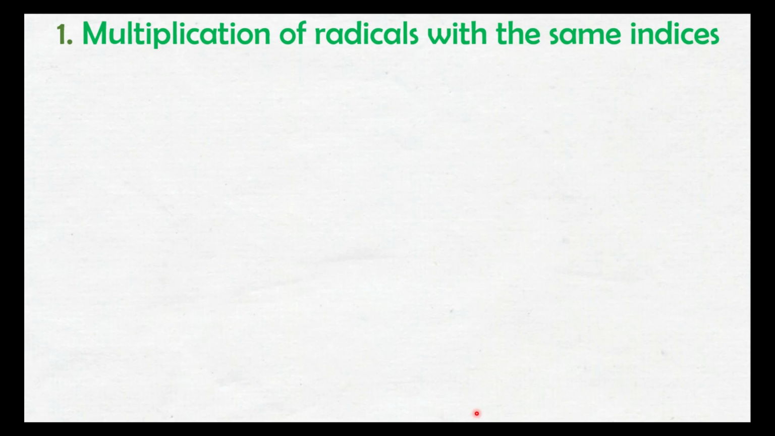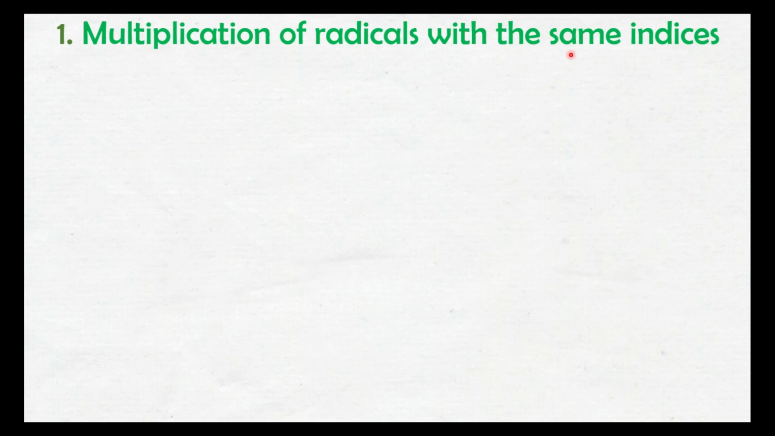Meron tayong mga factors na i-consider. Yung una is multiplication of radicals with the same indices. Mag-multiply tayo ngayon ng mga radicals na may magkaparehong index. Yung technique dito is i-apply lang natin yung second law of radicals. Yung nth root of A times nth root of B is equal to nth root of A times B. Kumbaga, yung dalawang radicand pwede natin pagsamahin sa iisang radicand na lang.